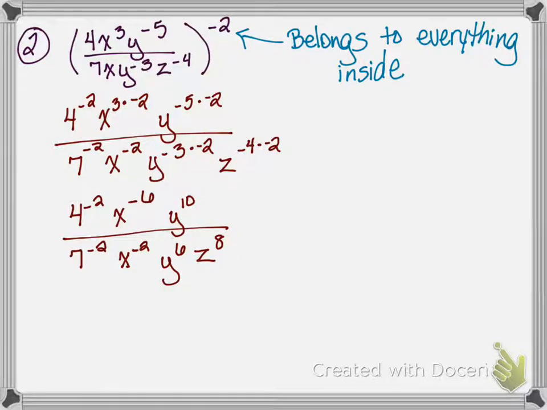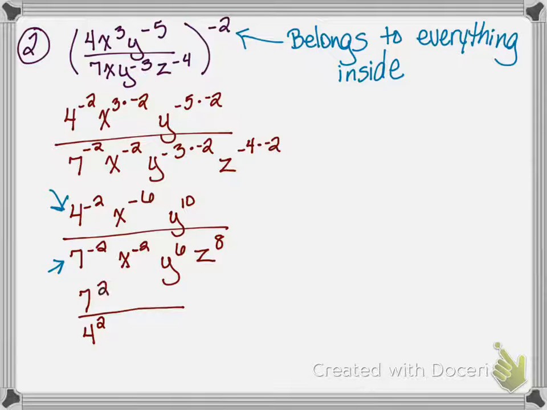The first thing that I'm going to do is deal with my 4 to the negative 2 and my 7 to the negative 2. That's what I'm going to deal with first. My 4 to the negative 2 goes to the denominator and becomes 4 squared. So once you move it to the denominator, you get rid of that negative. My 7 to the negative 2, because it's in the denominator, goes to the numerator.